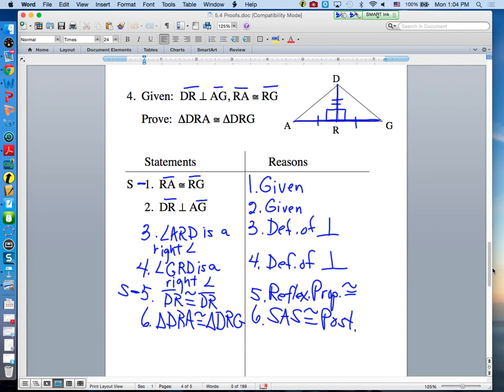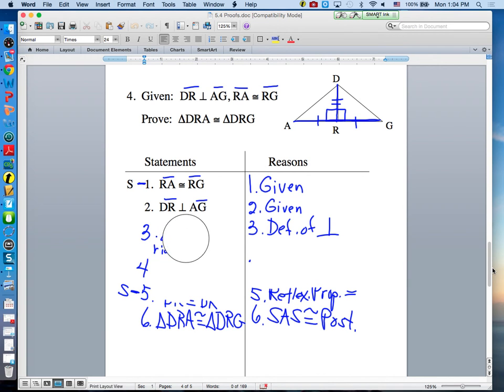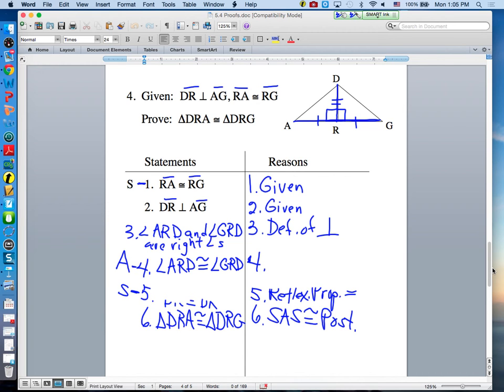I'm going to change line 4 and stick something in there. Line 3 I'm going to reword just a little bit. I'm going to put both angles: angle ARD and angle GRD are right angles. I needed to get in here that angle ARD is congruent to angle GRD. So not only are they right angles, but I need those angles congruent to do my side angle side.